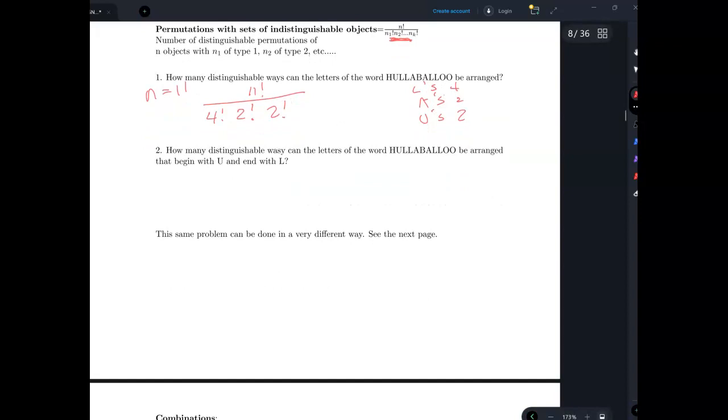Okay, so this one's very similar. Take this word, it has to begin with a U and end with an L. So really the number of letters that I'm playing with is 9. And I took a U and an L, so there's not 4 L's, there's 3 L's. So I'm going to divide by 3 factorial for the L's, 2 factorial for the A's, and 2 factorial for the O's.